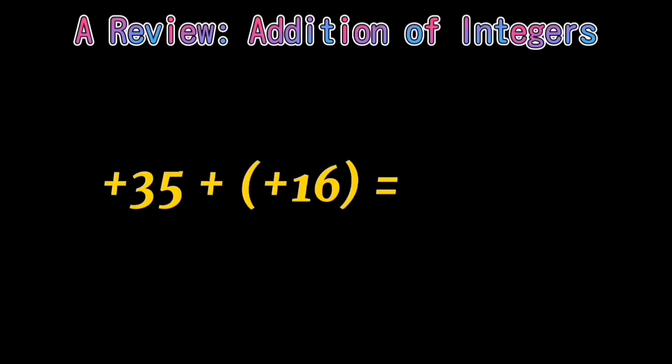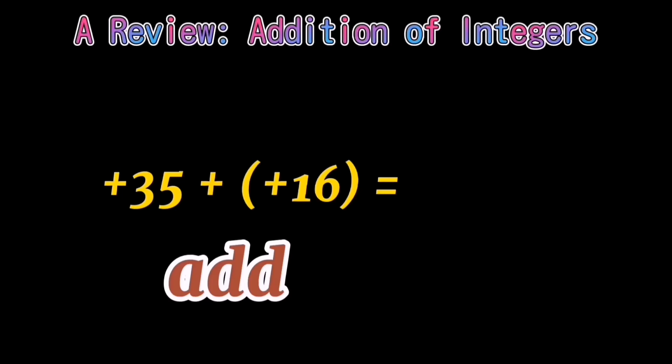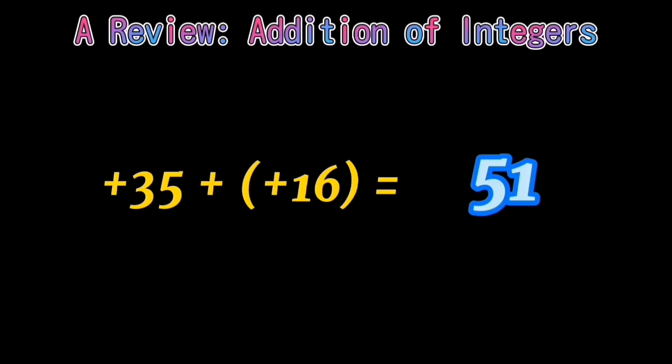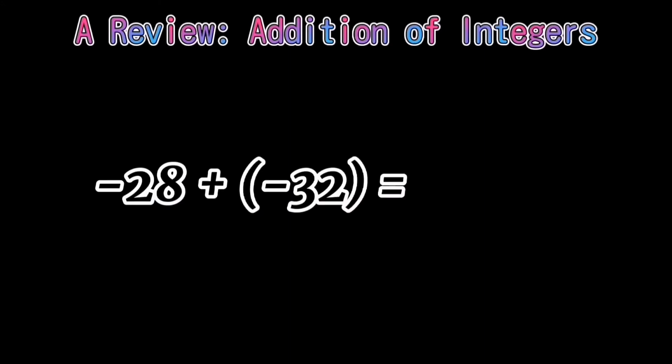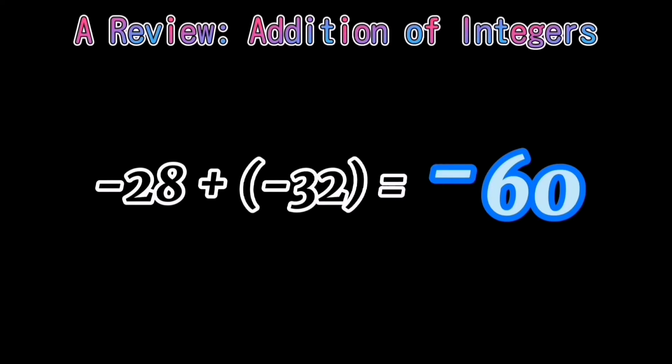Now say we have positive 35 plus positive 16, what do we get? Since they are of the same sign, we add their absolute values and that is equal to 51. And since they are both positive, we simply affix the sign that they both used, so we will have positive 51. The same thing goes for negative 28 plus negative 32. Since they are of the same sign, again we add their absolute values, which is equal to 60. And then since they are both negative, we affix negative as the sign of their sum.